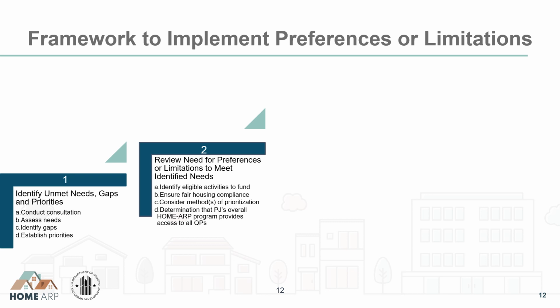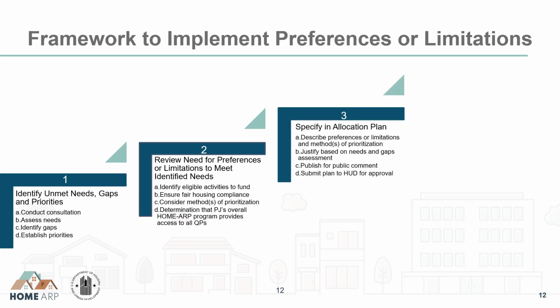Secondly, review the need for preferences or limitations to meet identified needs. Identify eligible activities to fund, ensure fair housing compliance, consider methods of prioritization, and determine that the PJ's overall HOME-ARP program provides access to all QPs. The third step is to specify the preferences and limitations in the allocation plan. This includes describing preferences or limitations and methods of prioritization, justifying them based on the needs assessment and gaps analysis, publishing the plan for public comment, and submitting the plan to HUD for approval.